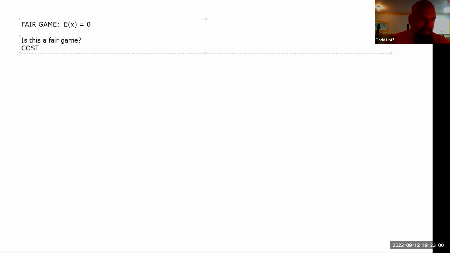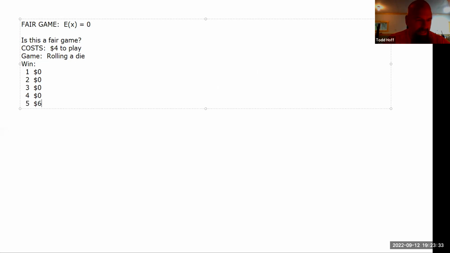So it costs $4 to play the game, rolling a die. But you win: if you roll a 1, you win $0. You roll a 2, you'll win $0. Roll a 3, you'll win $0. A 4, again, $0. A 5, you win $6. A 6, you would win $18.